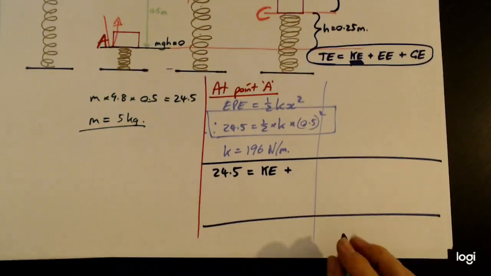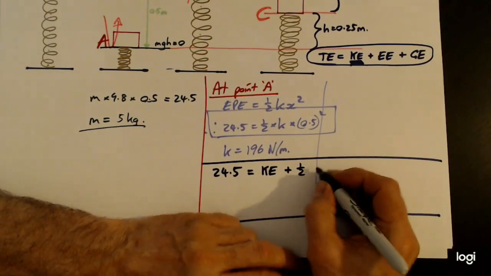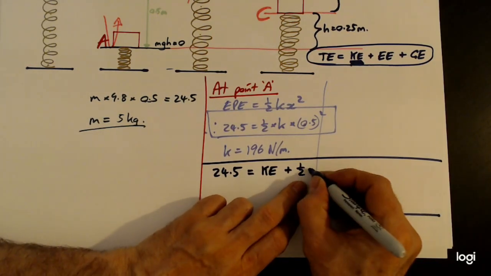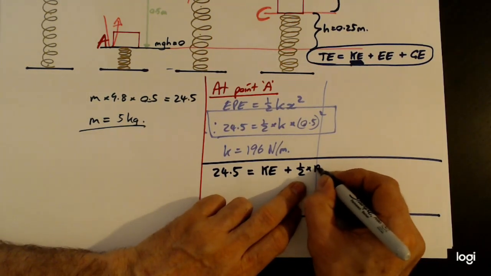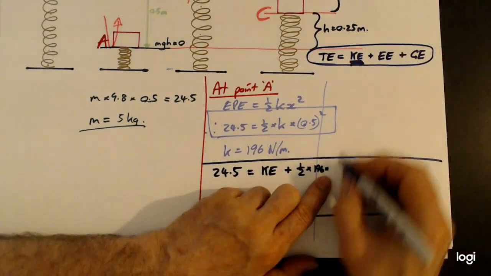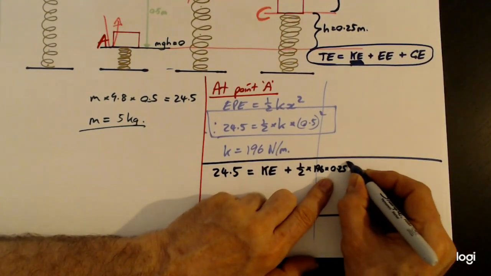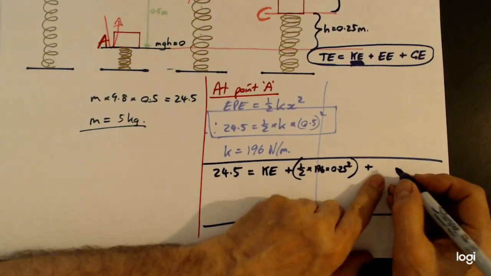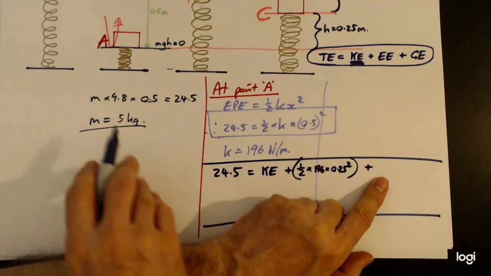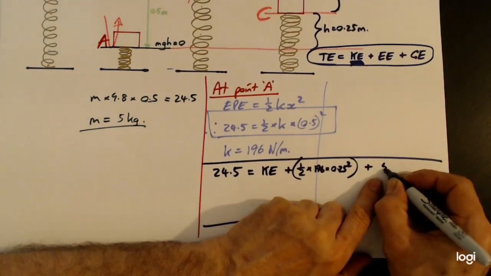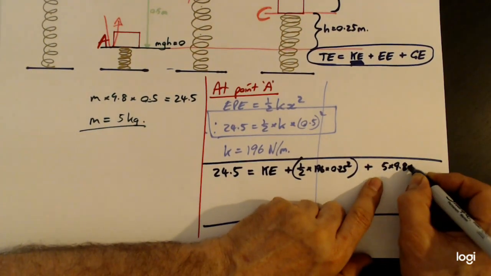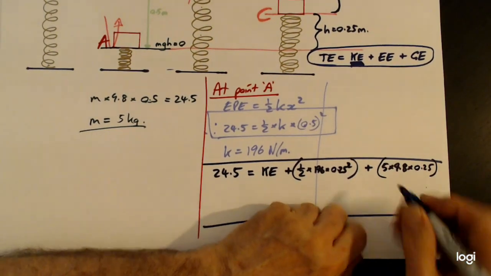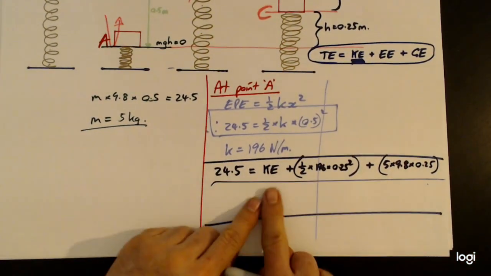Plus the elastic potential energy, which is a half kx squared. K, we found out before, was 196. X squared, 0.25 squared. That's that bit. Plus gravitational potential energy, mgh. We know it's 5 kilograms now. mgh, 0.25. And we're solving that for kinetic energy.